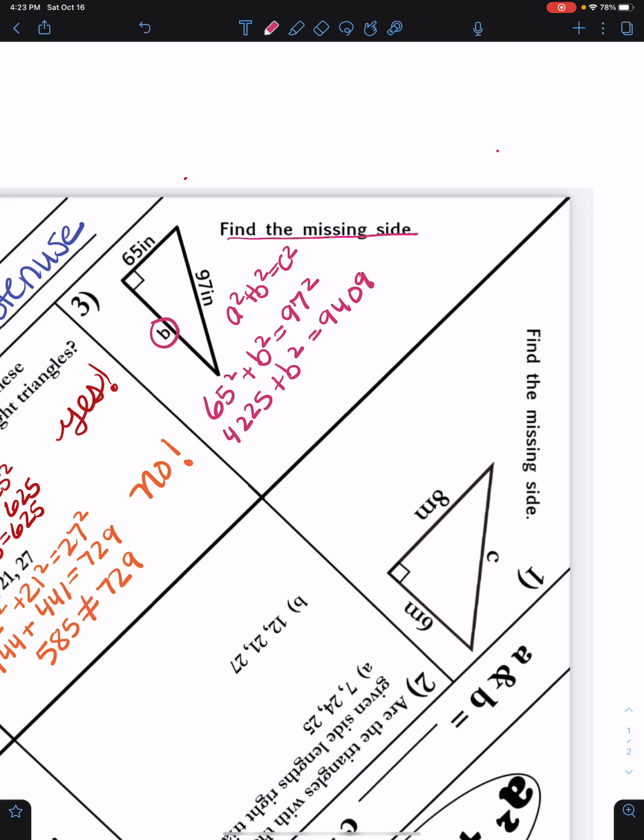9,409. So if I'm solving for B, I want to move everything away from B. So I'll subtract 4,225 from both sides, which is going to give me 5,184. So I'm going to take the square root of that, and not using my regular calculator, so, oh, it's a perfect square. It's 72. And there you have it.